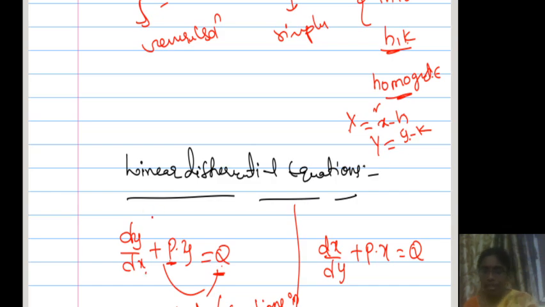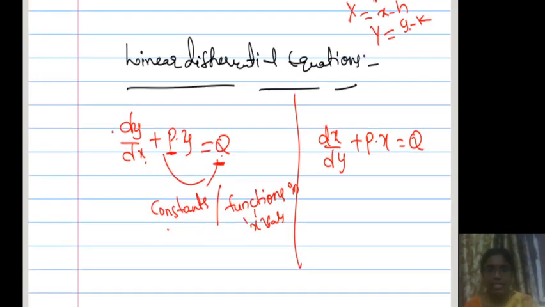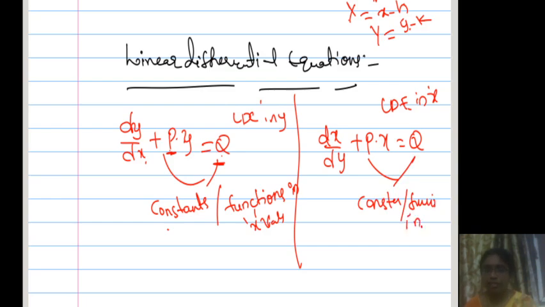If it is in that form, I can say this is a linear differential equation in the y variable. The other is called a linear differential equation in the x variable, which means the dependent variable is x. That's why here p comma q are constants or functions in the independent variable. What is the independent variable here? y. That's why they are functions in the y variable.